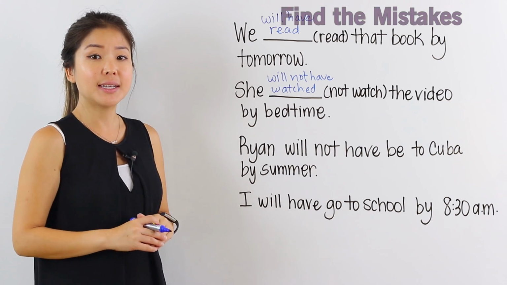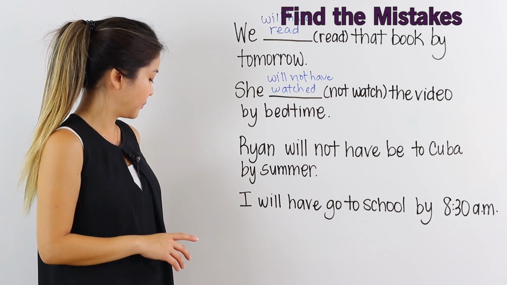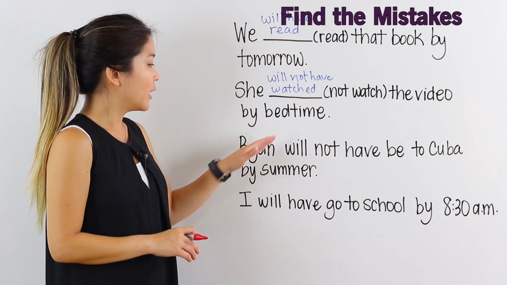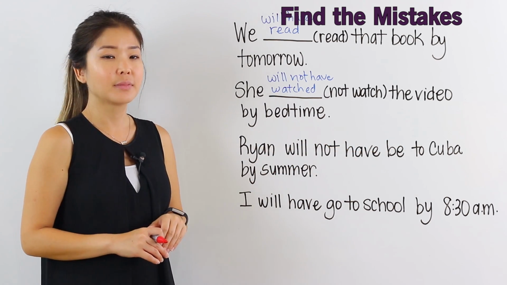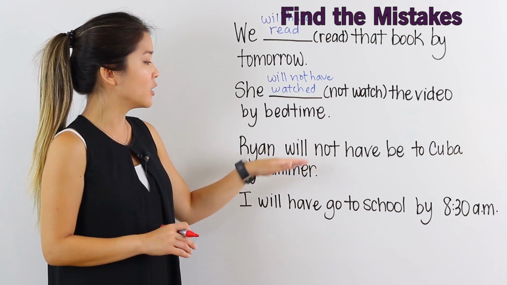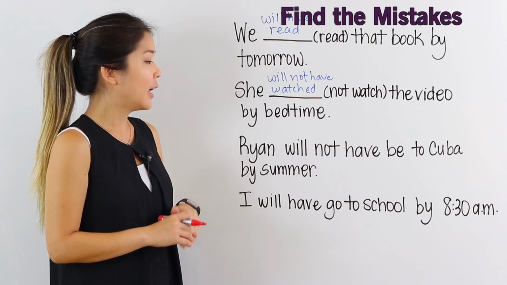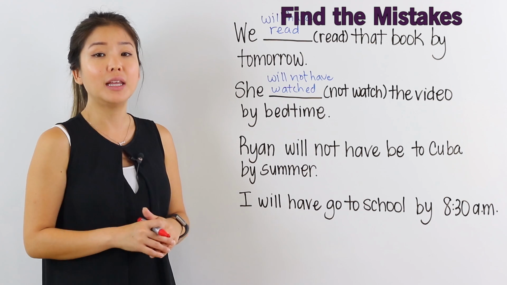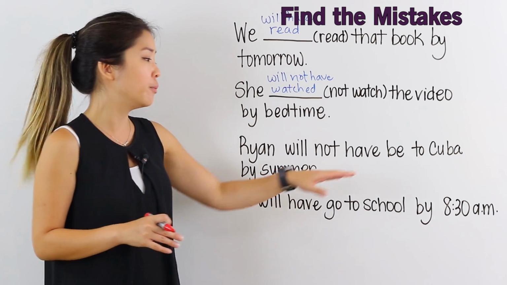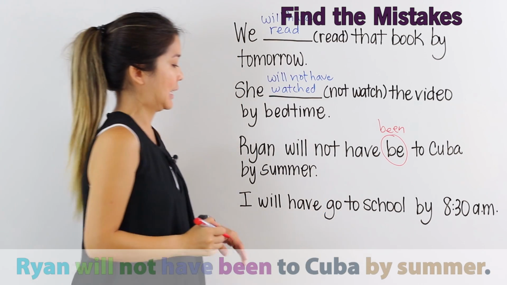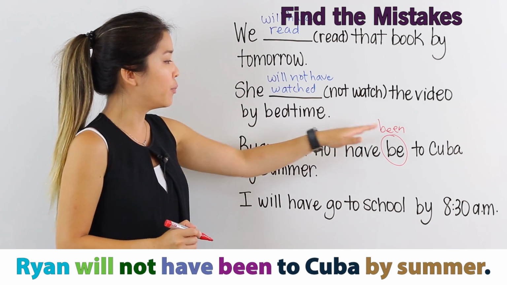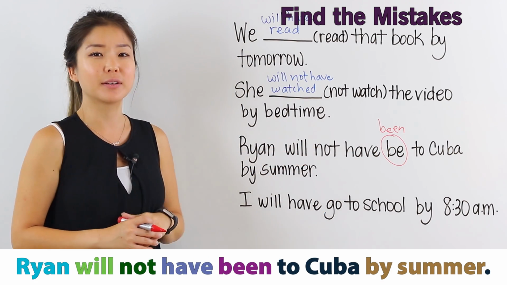Now, find the mistake in the next sentence. Ryan will not have been to Cuba by summer. This is the negative form because we have will not have. That's correct, but we need the past participle of be. So we need to change it to been. Ryan will not have been to Cuba by summer.